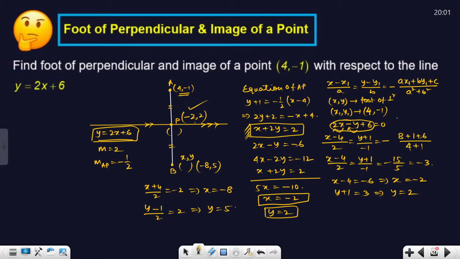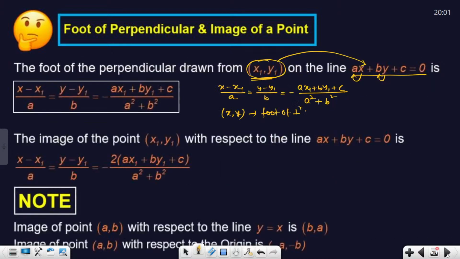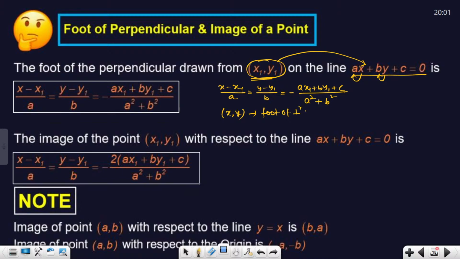Are you getting my point? So by virtue of this formula, you can instantly get the foot of the perpendicular. And that is exactly what I'm going to apply every time the foot of the perpendicular is required. So remember this formula by heart. And how to find out its image? It's simple. The same formula, only this 2 will come here. That's it. You see this formula and this formula, they are the same. Only thing is that this 2 is coming here. So this is how we find out the image.